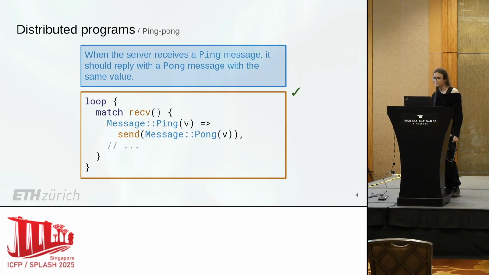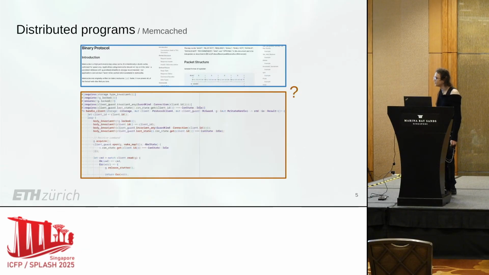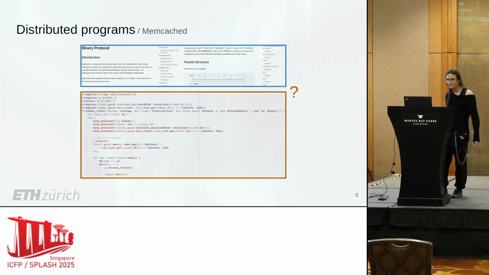So for this simple example, we can say, okay, when this server receives a ping message, it should respond with a pong message with the same value. And that's fine for this kind of tiny example, but it doesn't really scale. So our main case study for this work was a system called Memcached, which is an in-memory cache system that clients can connect to and use as a cache.